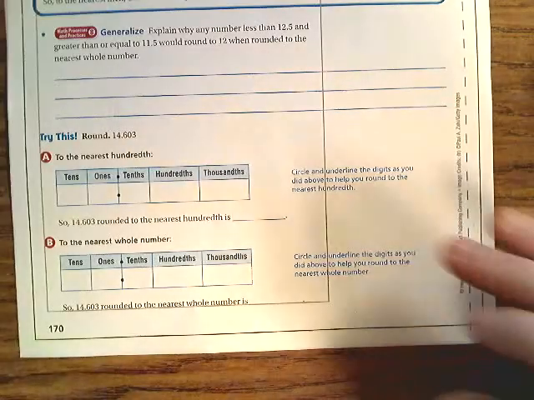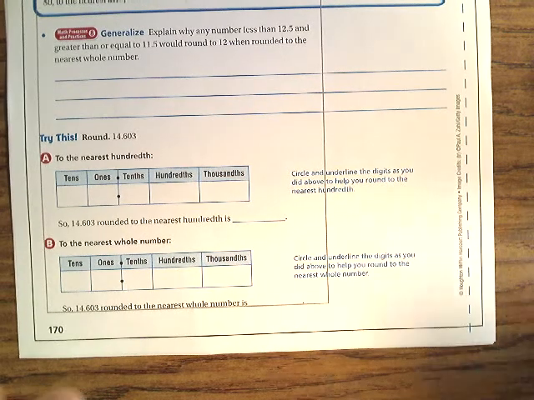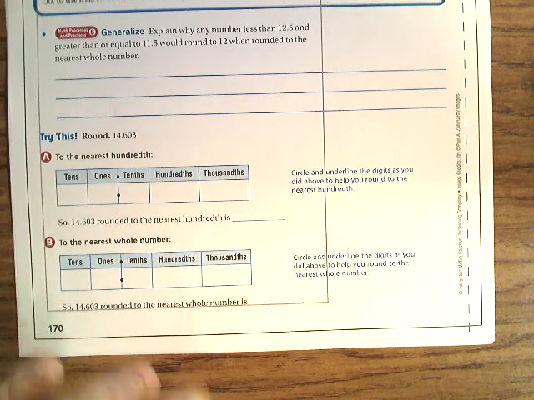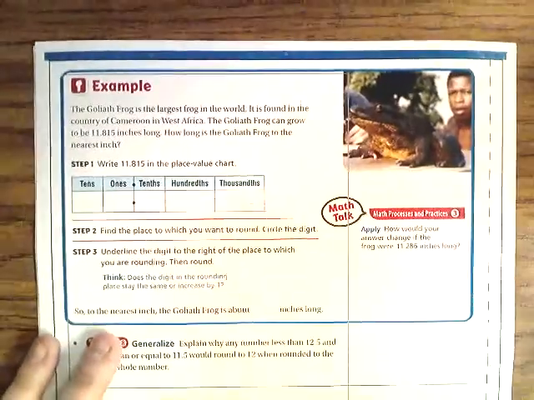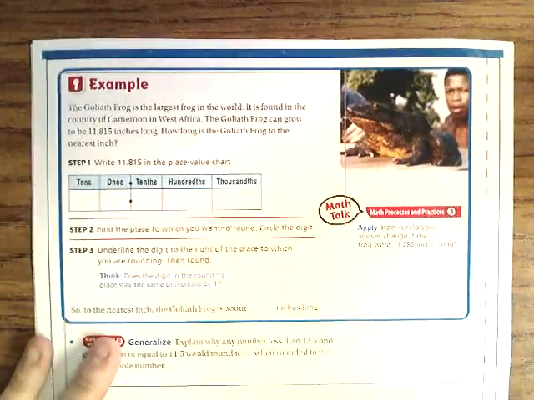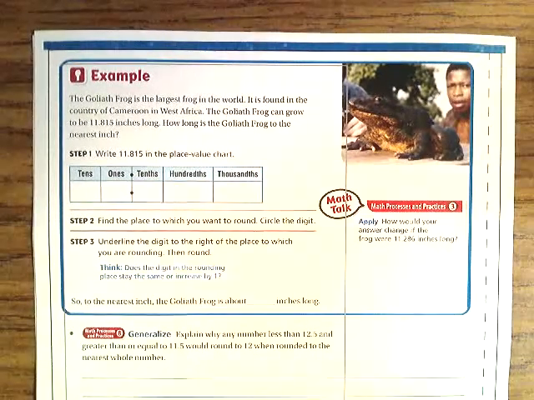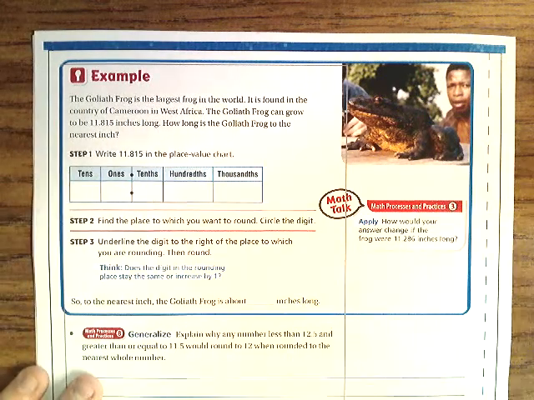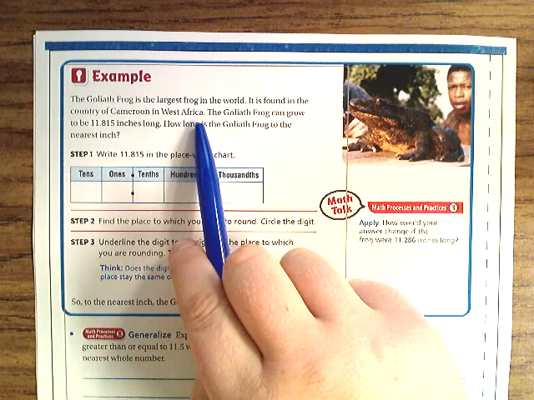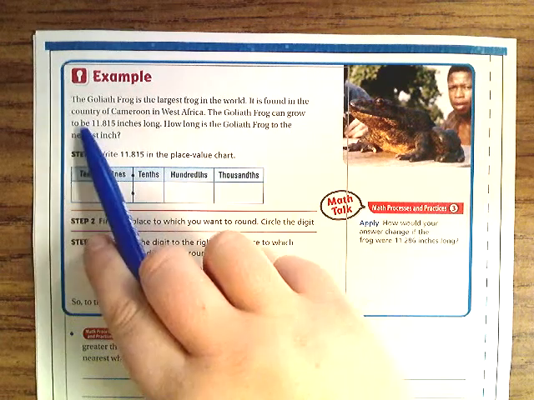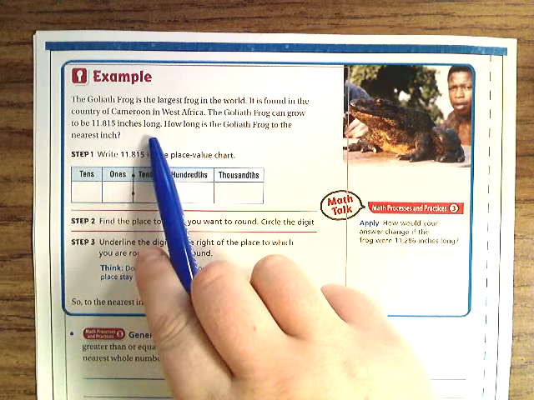All right, I want to look at the example on the top of page 170. It's got a picture of a big frog. This is the top of page 170 where it says example. It says the Goliath frog is the largest frog in the world. Goliath means big, so it makes sense that it's the largest. It is found in the country of Cameroon in West Africa. The Goliath frog can grow to be 11.815 inches long.